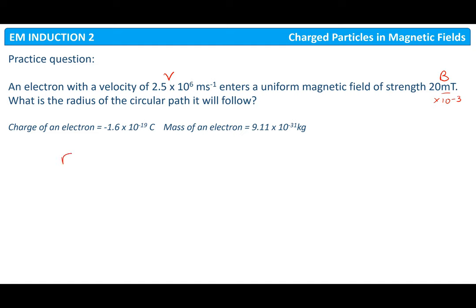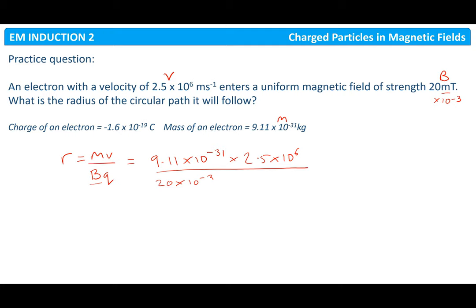And they've given us the charge and the mass of an electron. So I just bring up my equation. R is equal to mv over bq. And I just plug my numbers into that. So that is going to be equal to my mass, which is 9.11 times 10 to the minus 31. I have my velocity here of 2.5 times 10 to the 6, all divided by my field strength, which is 20 times 10 to the minus 3, multiplied by the charge of a single electron, 1.6 times 10 to the minus 19. And remember, it doesn't matter that it's negative, that's just telling us the direction of the force we're expecting. When you plug those numbers in, you get an answer of 7.117 times 10 to the minus 4 meters.